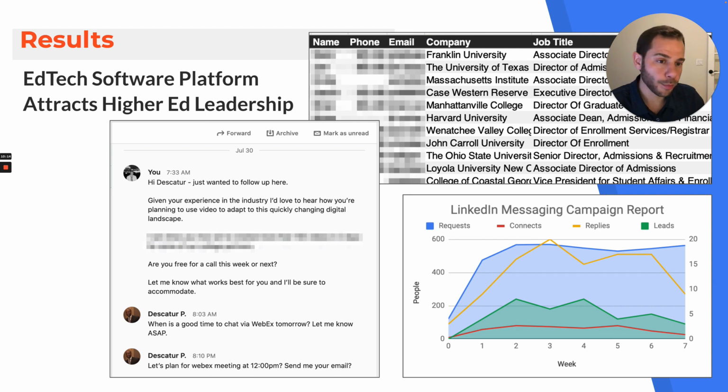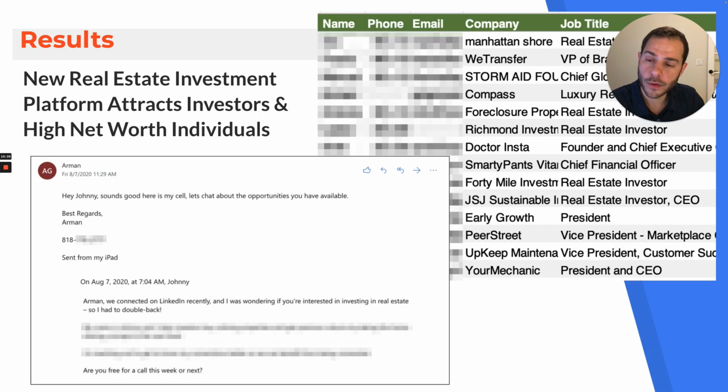An edtech software platform. This is targeting universities and different people at the university to offer them software for education. So you see associate directors and executive directors, enrollment, admissions, and stuff like that. This is real estate investing, so reaching out to investors or people who are interested in making investments. So you can see these different real estate investors. This is a real estate investments platform targeting investors and high net worth individuals. So you can see the different job titles here.